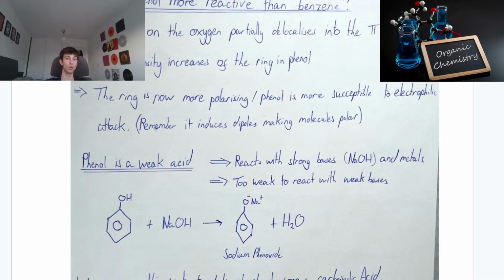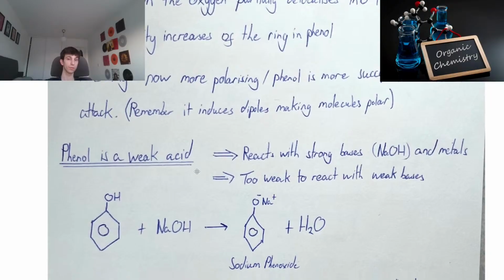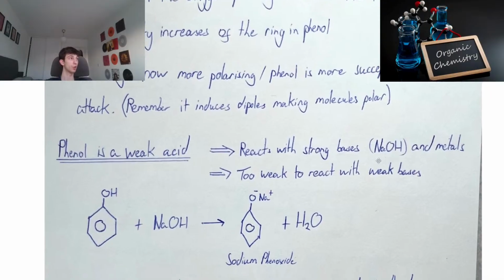Phenol is a weak acid. It reacts with strong bases, like sodium hydroxide, and metals. However, it does not react with weak bases. We can differentiate between phenol and a carboxylic acid because phenol will not react with sodium carbonate, whereas a carboxylic acid will. The carboxylic acid will form CO2 in that reaction. So if we see effervescence with sodium carbonate, it is the carboxylic acid. We won't see any reaction for phenol. Exactly that.